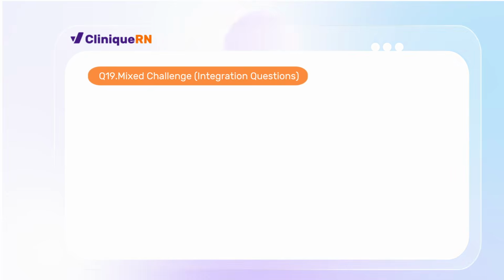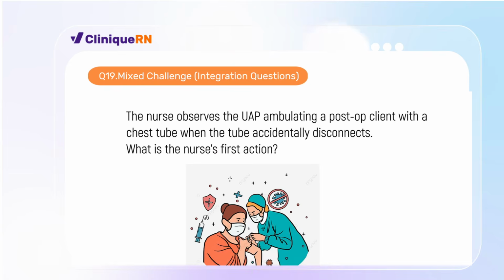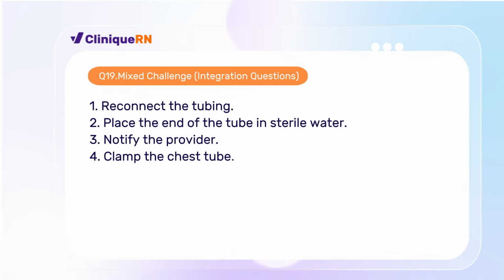Question 19. The nurse observes the UAP ambulating a post-op client with a chest tube when the tube accidentally disconnects. What is the nurse's first action? 1. Reconnect the tubing. 2. Place the end of the tube in sterile water. 3. Notify the provider. 4. Clamp the chest tube.